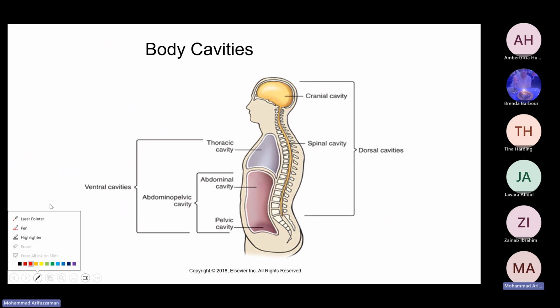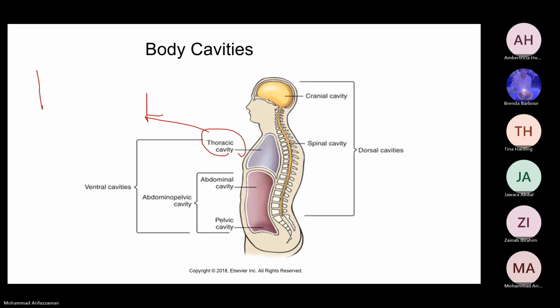Let me draw. It is in the thoracic cavity. Can you identify these organs? The lungs. Can you see the cavity or space in between the lungs? This is called the mediastinum. So what is the mediastinum? A space between the lungs.